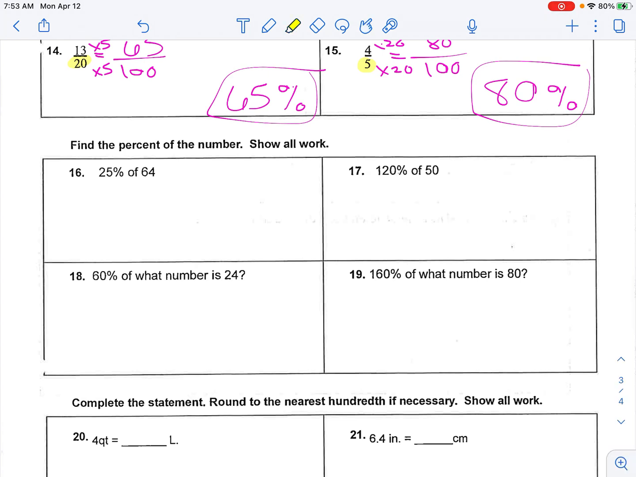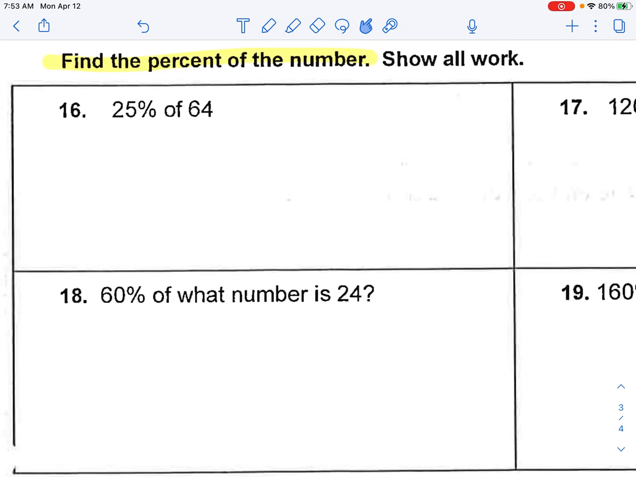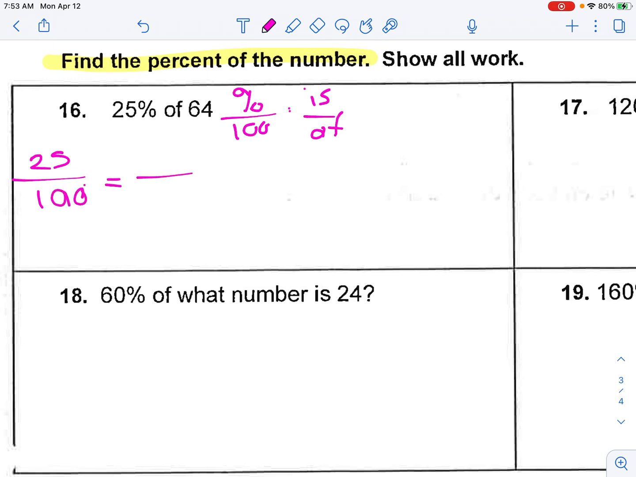Find the percent of the number. Show all work. Okay, so this is where we had percent over 100 equals is over of. 25% over 100 equals how much out of 64? So remember, if you had a math test worth 64 points and you got a 25%, how many problems did you get correct? Well, 25% is 1/4, right? So we're trying to figure out what's 1/4 of 64.